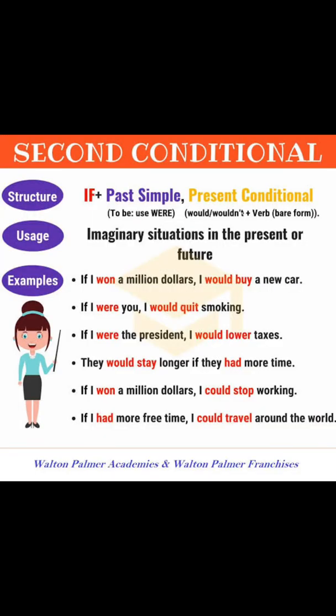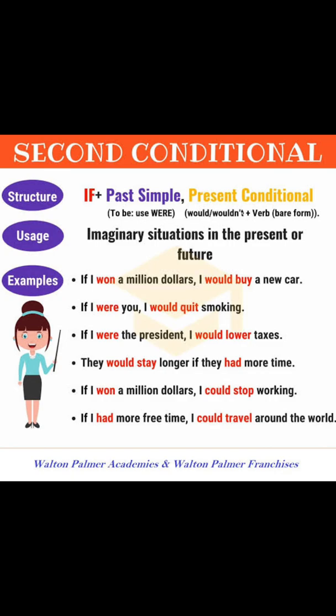As I had already said, the structure of the second conditional is first if, then past simple, and finally present conditional. Remember, for the present conditional, we can use would or could, right? The second conditional is to talk about imaginary situations in the present or in the future. Okay, we have some examples here.